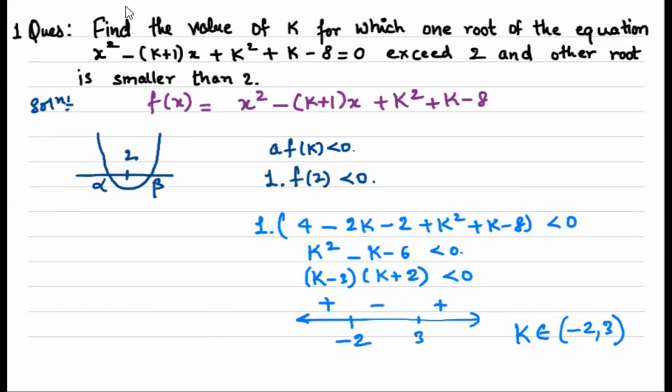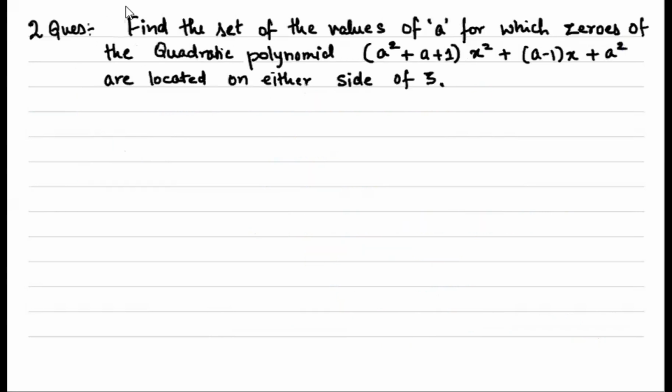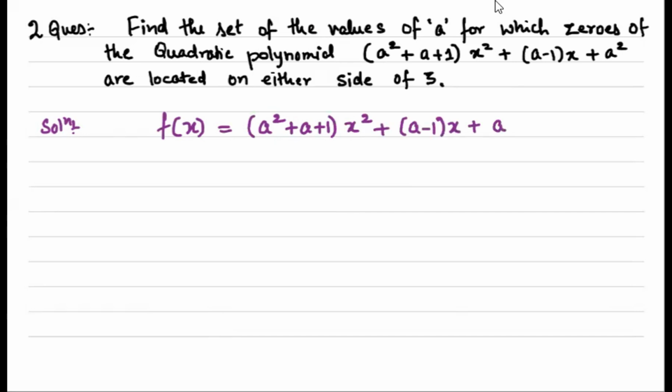Okay. Now let's see one more question. Question 2. Find the set of values of a for which zeros of the quadratic polynomial (a squared plus a plus 1)x squared plus (a minus 1)x plus a squared are located on either side of 3. So this is also of the same category, case 2. So first step is to assume it to be a quadratic polynomial. So we get (a squared plus a plus 1)x squared plus (a minus 1)x plus a squared.